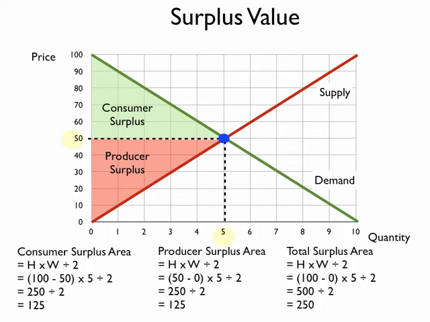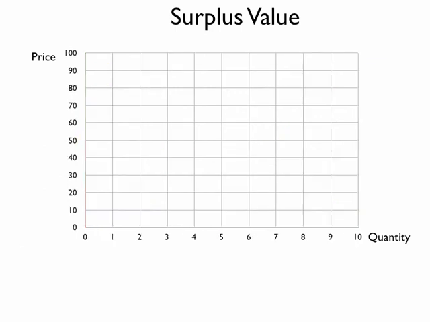Now the total surplus area is the total area of both surpluses, and that's the height times the width divided by 2. In this case, it's 100 minus 0 times 5 divided by 2, or 500 divided by 2 equals 250. We notice that consumer surplus plus producer surplus equal 250. Now what we want to do is a little more analysis here.